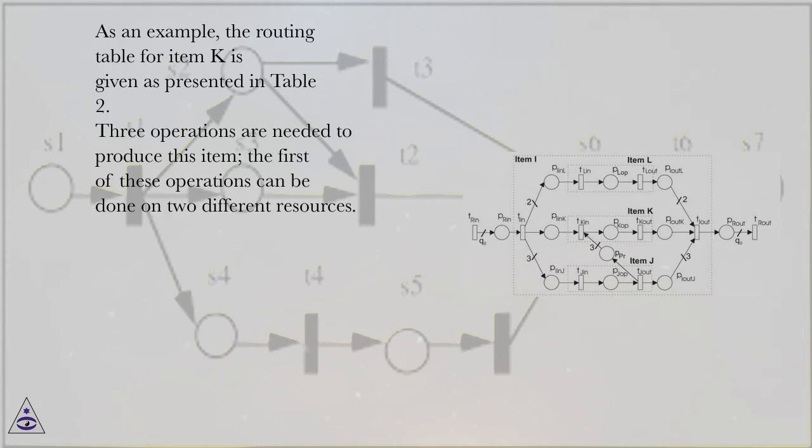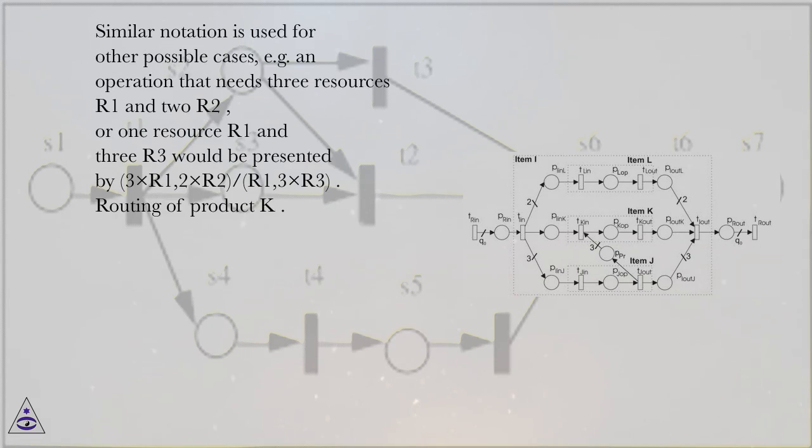As an example, the routing table for item K is given as presented in Table 2. 3 operations are needed to produce this item. The first of these operations can be done on 2 different resources. Similar notation is used for other possible cases, for example an operation that needs 3 resources R1 and 2 R2, or 1 resource R1 and 3 R3 would be presented by 3 times R1, 2 times R2, R1, 3 times R3. Routing of product K.